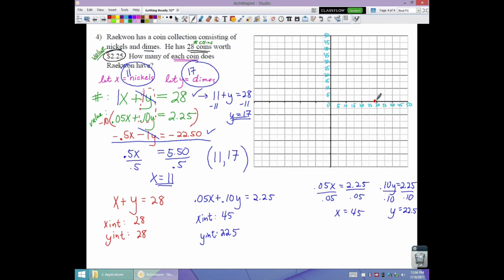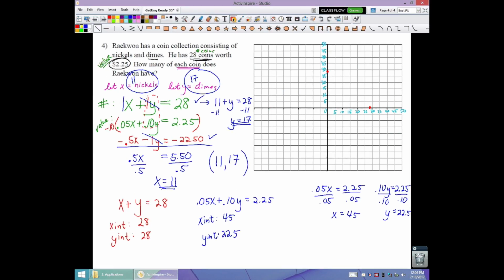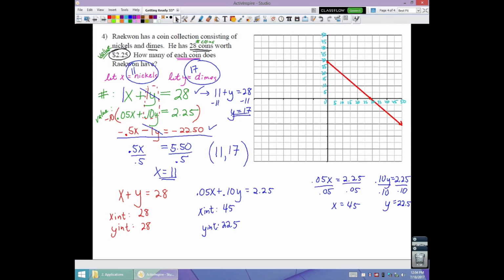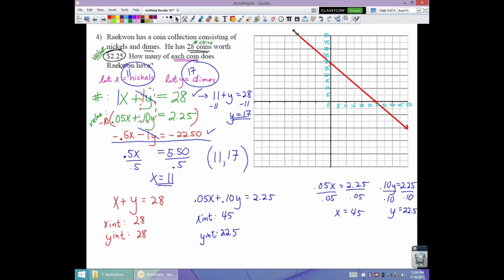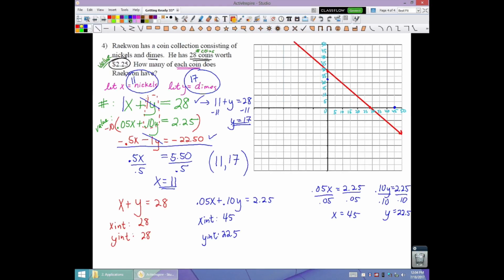So my red equation over here, the x plus y equals 28, had both intercepts of 28. Both x and y intercepts were 28. So that's much better looking graph than the last two, where our x and y intercepts were so very close together. Let me extend that. And then our blue intercepts, we have one at 45 and one at 22.5. So again, those are more spread out, give me a much more accurate line.